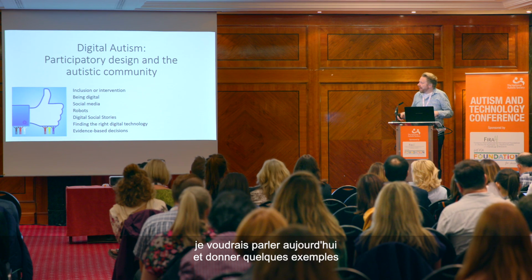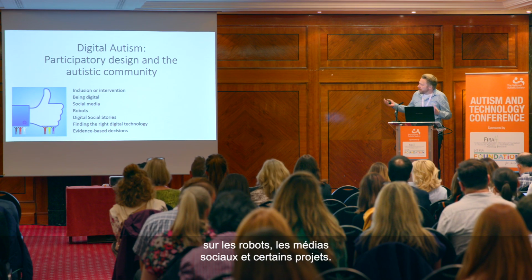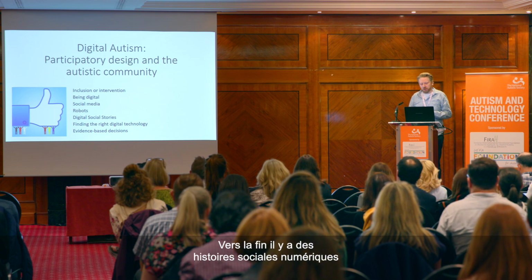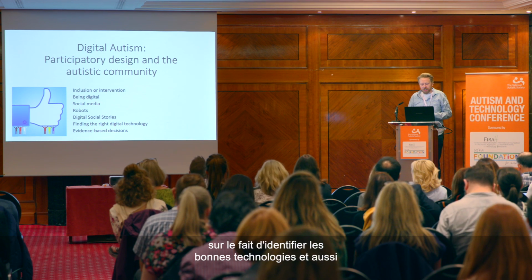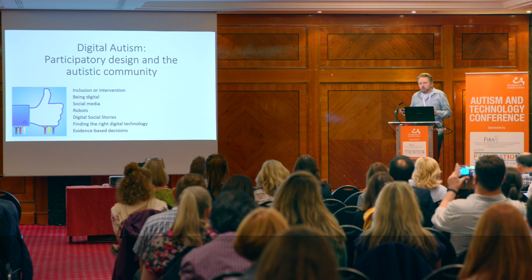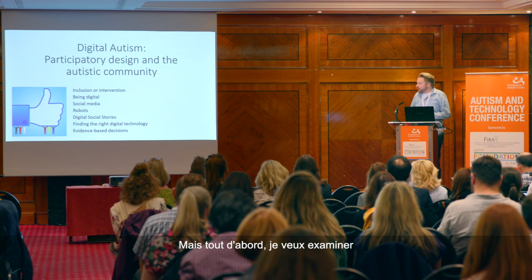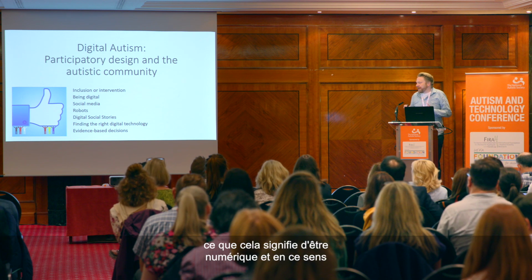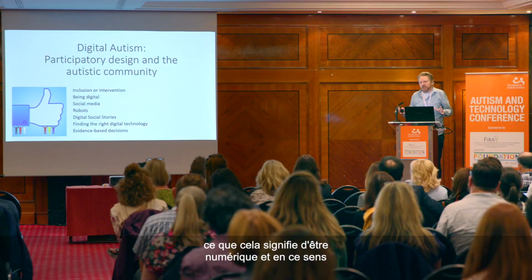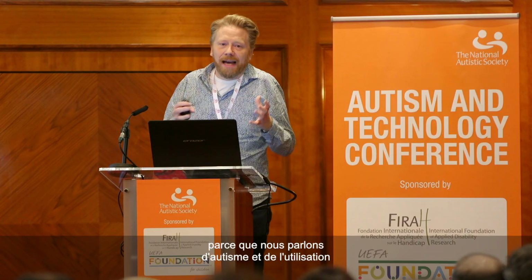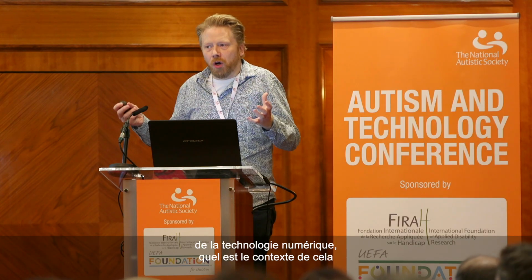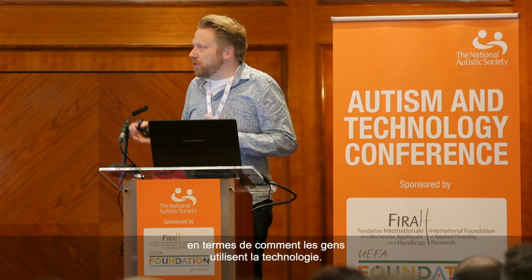So there's a subtle distinction, maybe two sides of the same coin, between intervention and inclusion that I'd like to talk about today, and give some examples from robots, social media, and some projects that we're working on at the end, digital social stories, about finding the right technologies, and also what we might mean when we're looking for evidence for all of these things. But firstly, I want to look at what it means to be digital in this sense, because we're talking about autism and the use of digital technology, but what's the context of that in terms of how people are using technology?